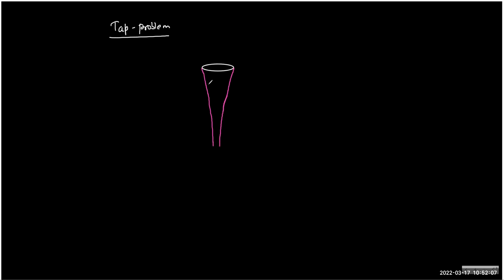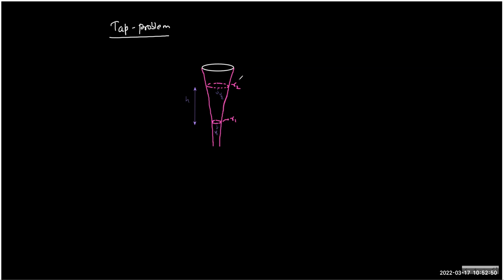So let's say this cross section is having radius R2, and this one R1, and this is the height h. I just want to know the velocity relation of these cross sections, V2 and V1.